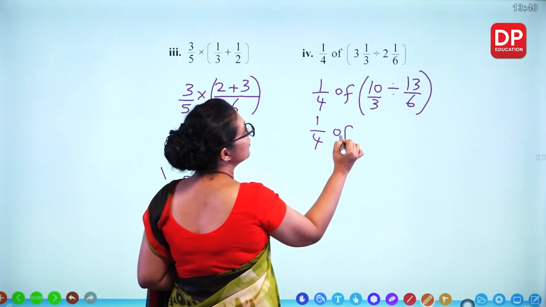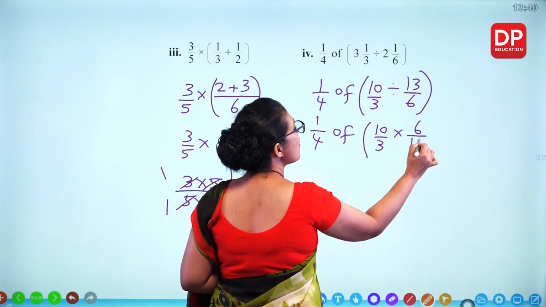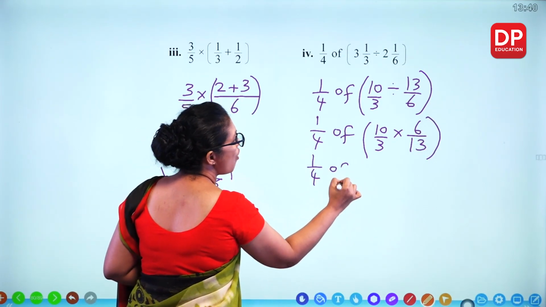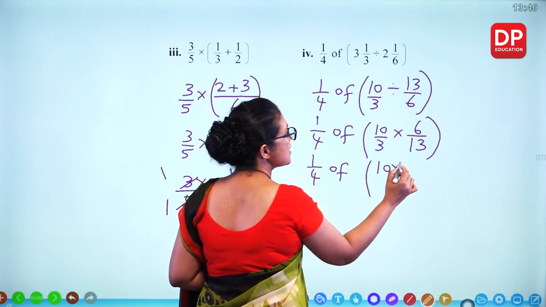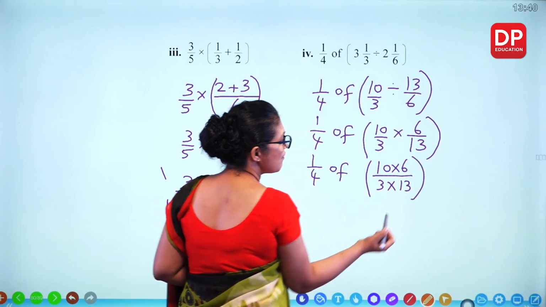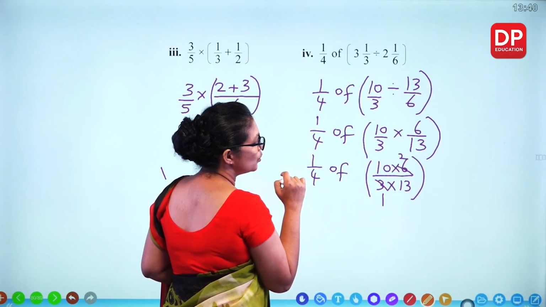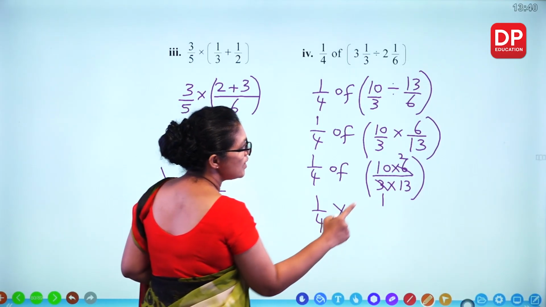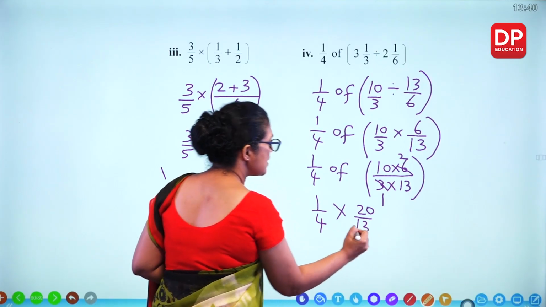1/4 of 10 over 3 multiplied by the reciprocal of the second fraction. Multiply the numerator separately, denominator separately, and simplify. 3 times 1, 3 times 2. 1/4 of means multiplication. You get 20 over 30.